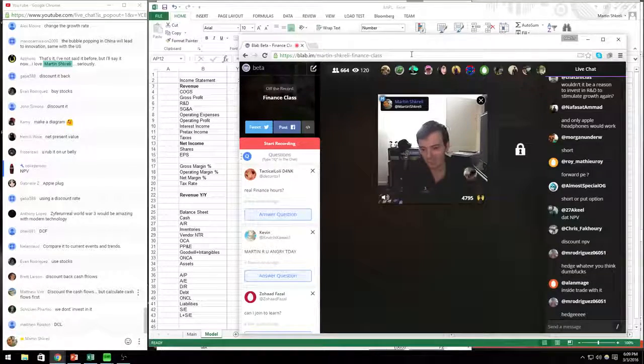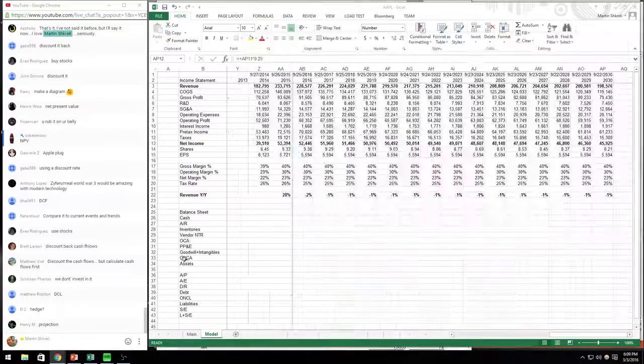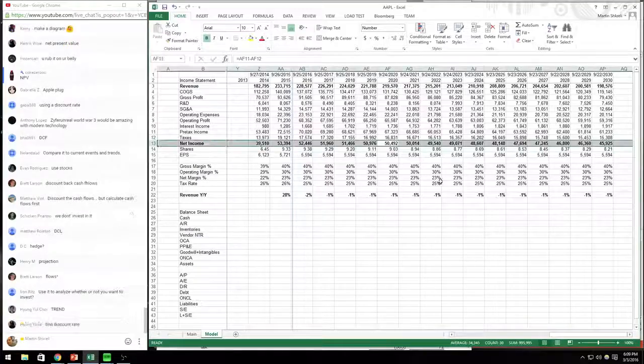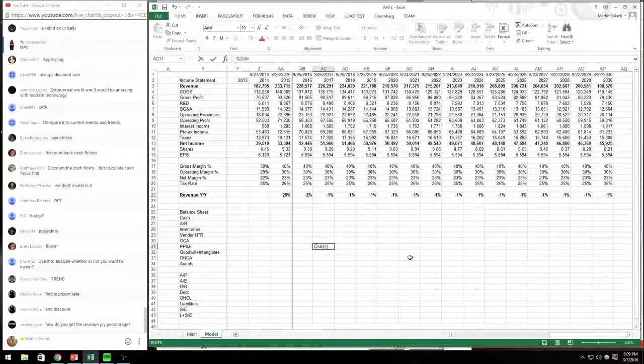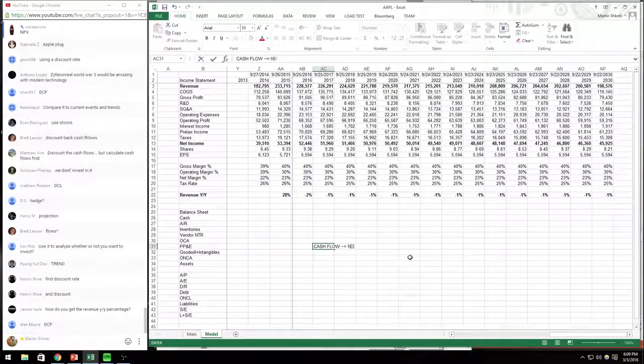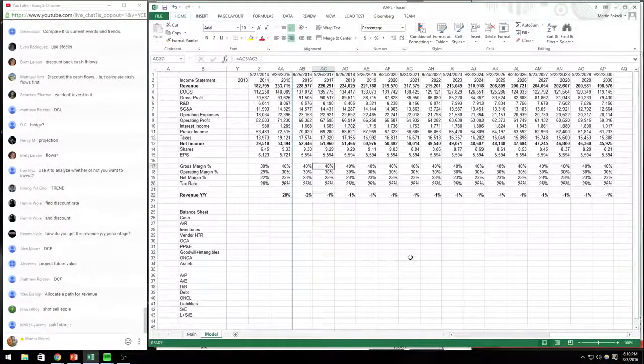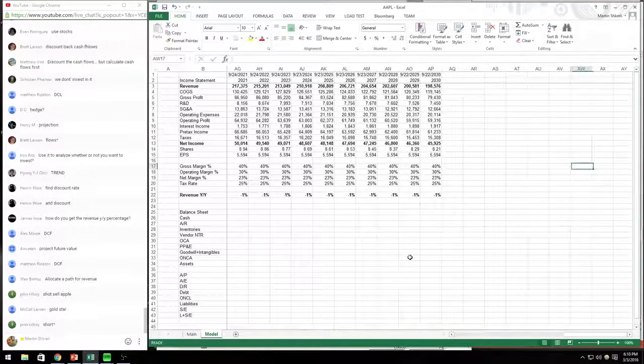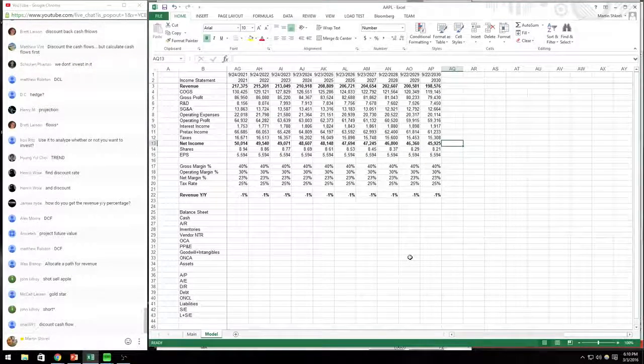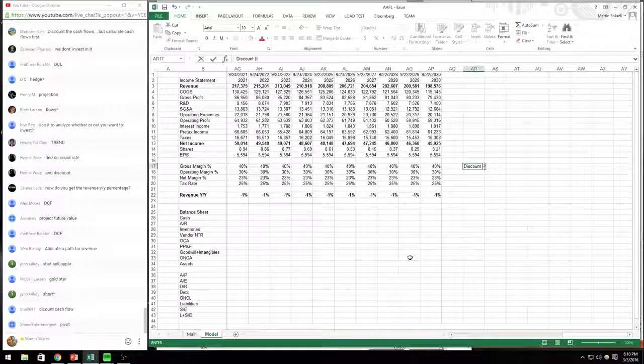We have to discount back the cash flows. Exactly. We calculated all the cash flows. Cash flow and net income are more or less the same thing, especially in a business like this. So we're going to discount the cash flow. But before we do that, let's try this out. What discount rate do we use?